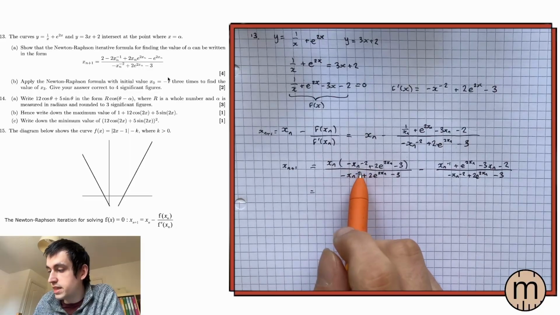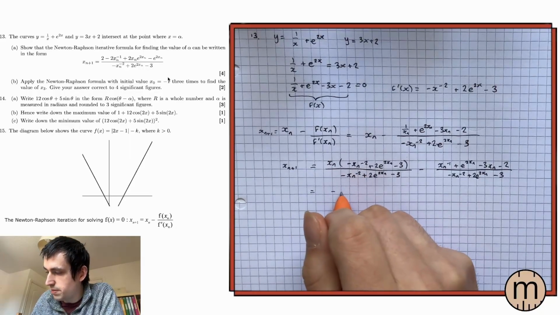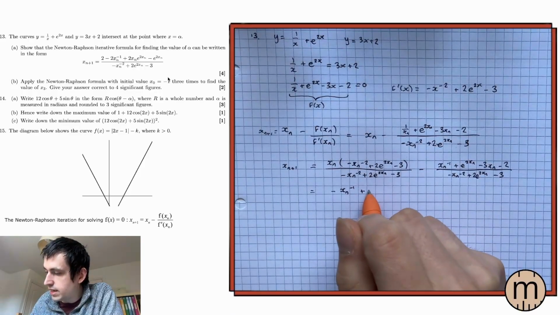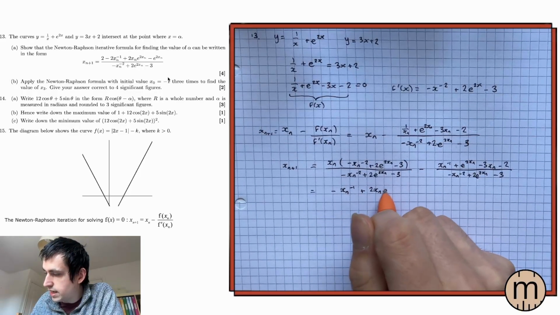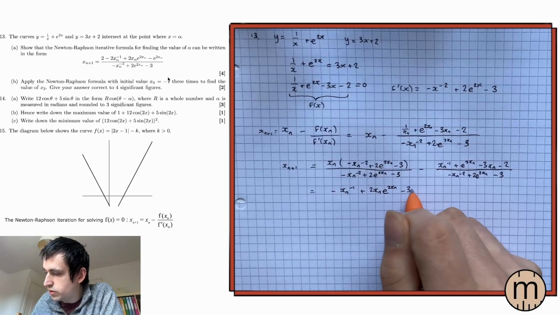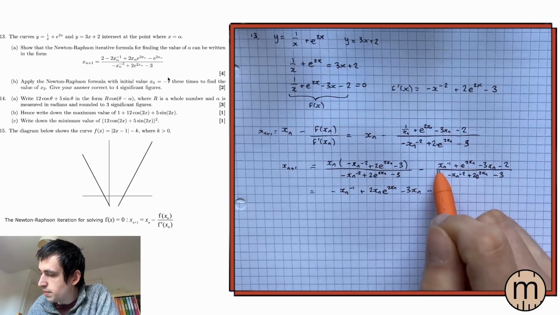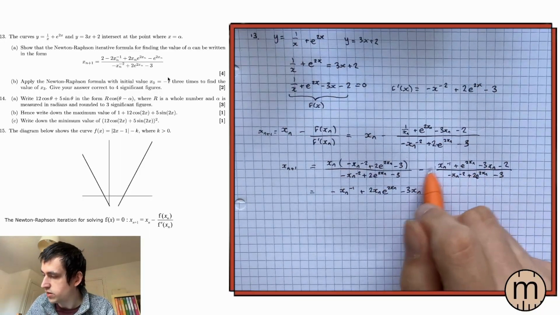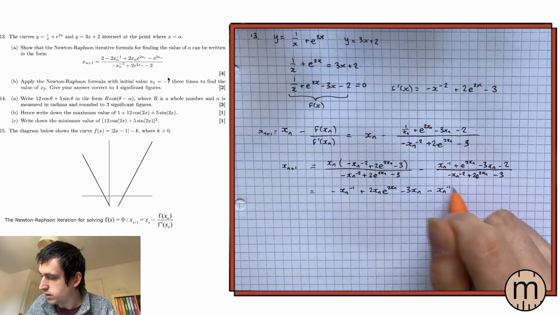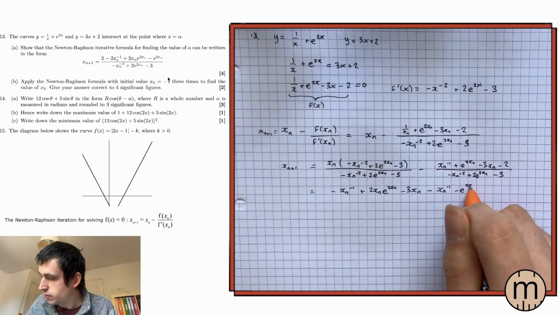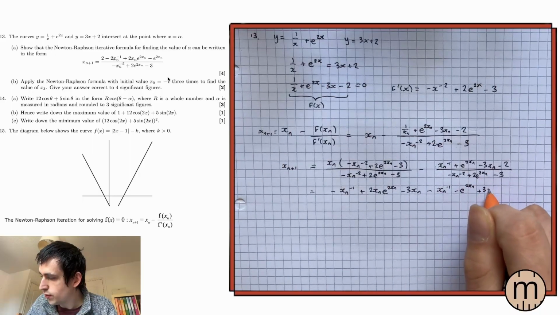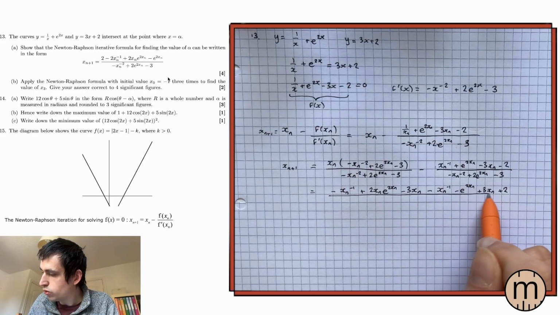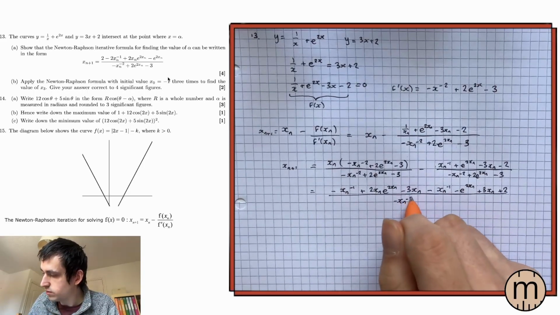So xn times minus xn to the minus 2 is going to be minus xn to the minus 1. Then we're going to add on 2xn e to the 2xn, and we're going to minus 3xn. Then we're going to minus all of this. So I'm going to times one at a time and just keep track of the signs. So it's going to be minus xn to the minus 1, minus e to the 2xn, plus 3xn, plus 2, all divided by the same denominator. I'm just going to copy and paste.